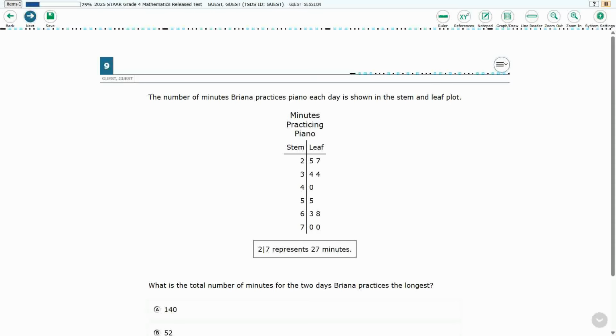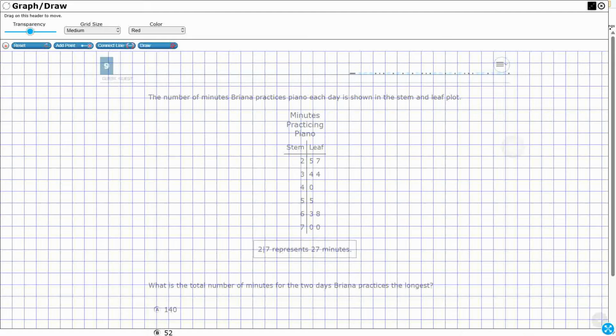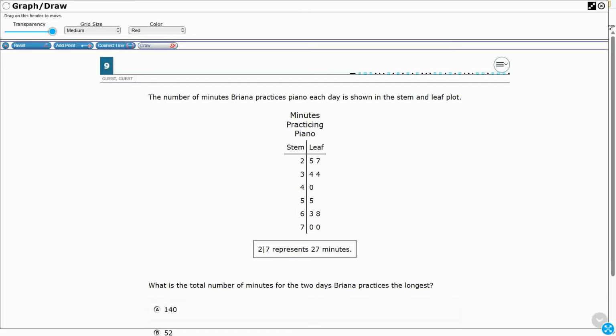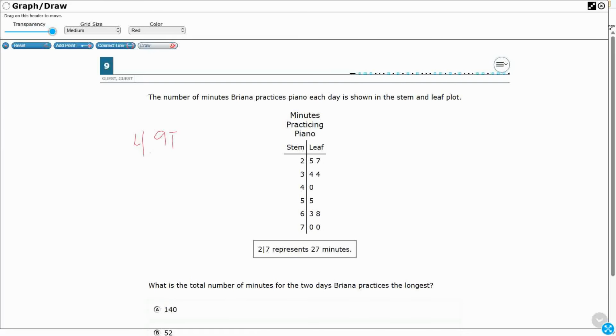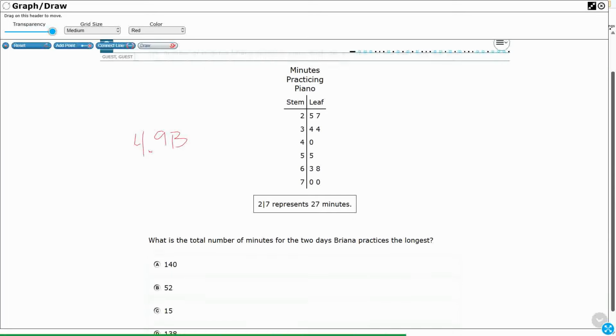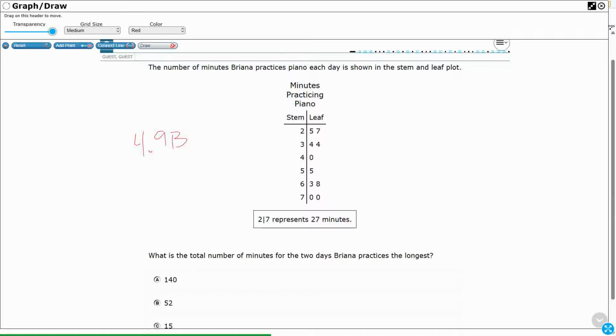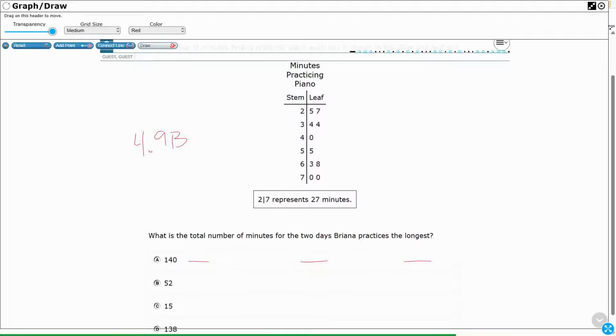For number 9, we are looking at 4.9b, and we are solving data problems here. As we are looking at this stem and leaf plot, instead of simply representing it, that's 4.9a, we need to actually solve it. So we're looking for the total number of minutes for the 2 days that Brianna practiced the longest. Okay, total for the 2 longest. Well, we need to be able to read this.